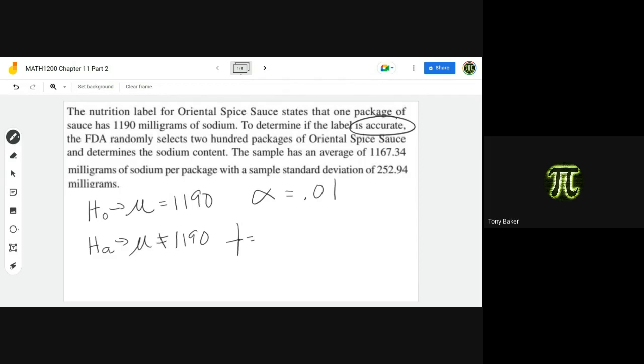What's the sample mean? 1167.34. Then we divide by the sample standard deviation, which is what? 252.94. And we divide by the sample size, which is what? 200.